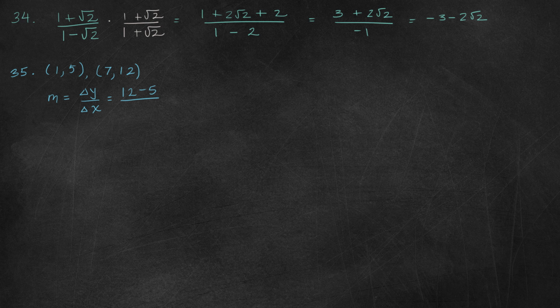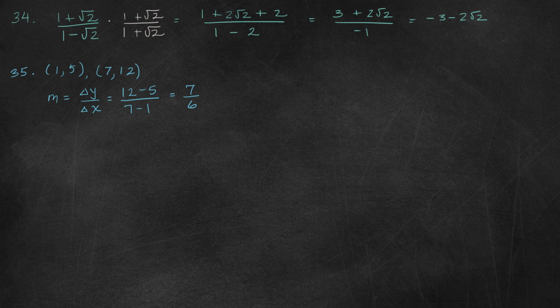So 12 minus 5 over, and then 7 minus 1. The change in x, I take the second x coordinate minus the first x coordinate. 12 minus 5 is 7. 7 minus 1 is 6. So the slope of this line is 7 over 6. Now the easiest way to write the equation of the line would be point-slope formula, since I now know the slope and I have a point on the line.